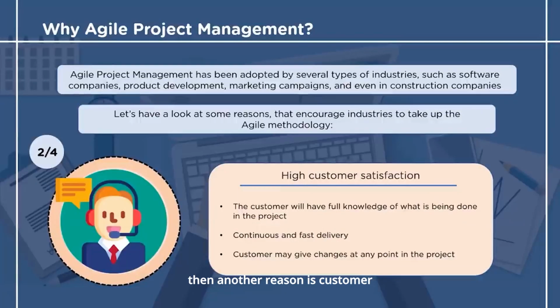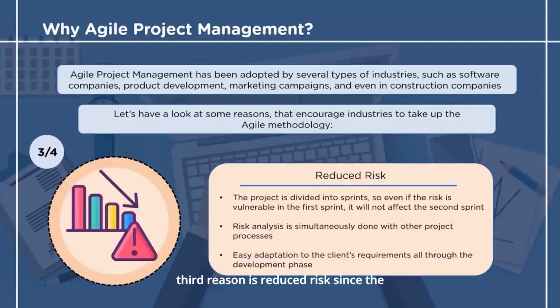Then another reason is customer satisfaction. Whatever is done in the project is known by the customer. The deliveries don't take longer durations as they used to in the case of traditional ways. The changes may be provided by the customer in the execution phase of the project. Third reason is reduced risk. Since the project is divided into sprints, if the risk affects one sprint, it doesn't mean the whole project will be at risk.